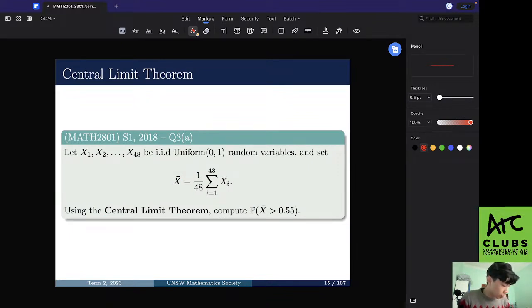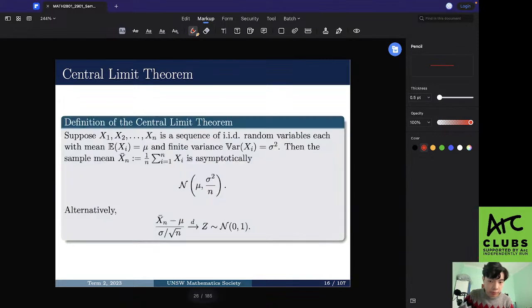So we now get to a question, and we essentially have 48 uniform distributions from 0 to 1, and we have x bar, and the bar generally denotes a mean. So the way they do it is they add up every single distribution and then divide by 48, which is the number of distributions that there are. And then they tell us, hey, use central limit theorem to compute the probability that x bar is greater than 0.55.